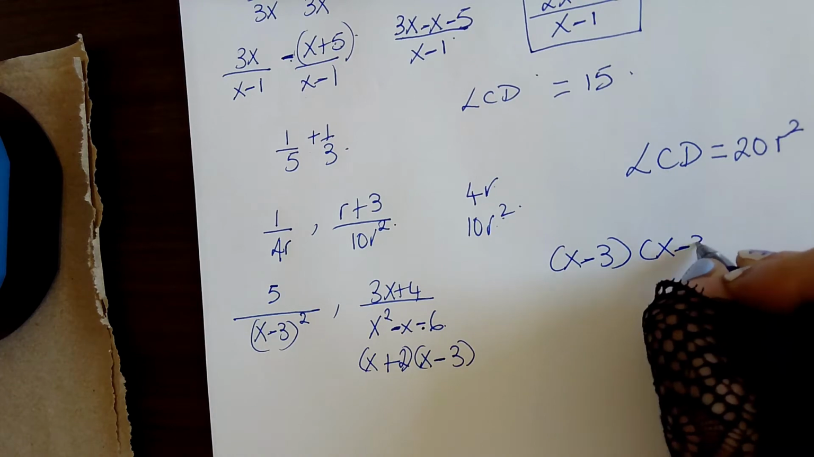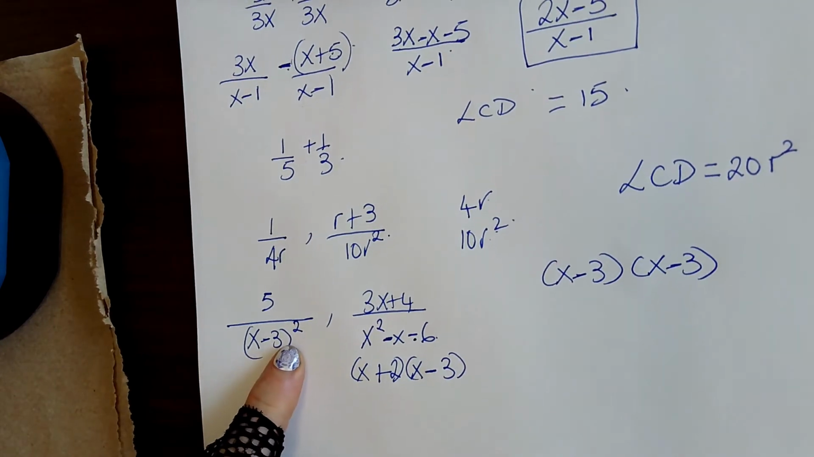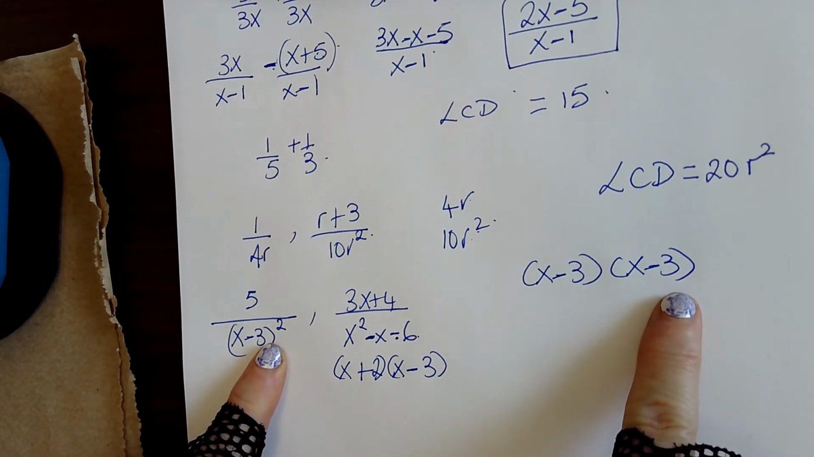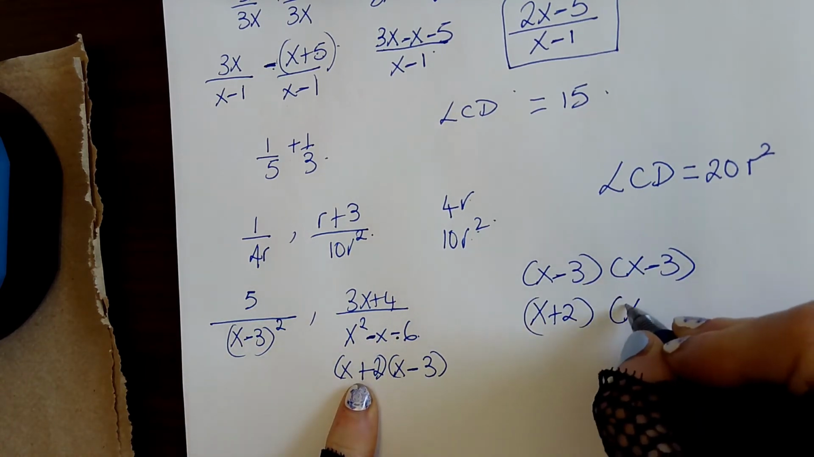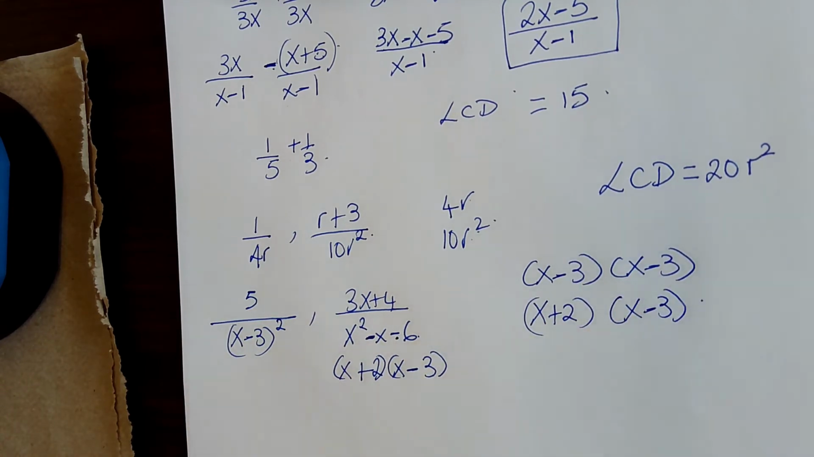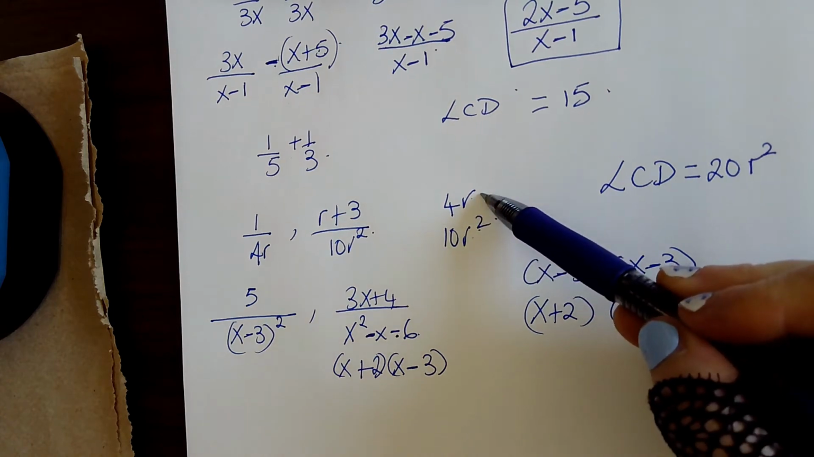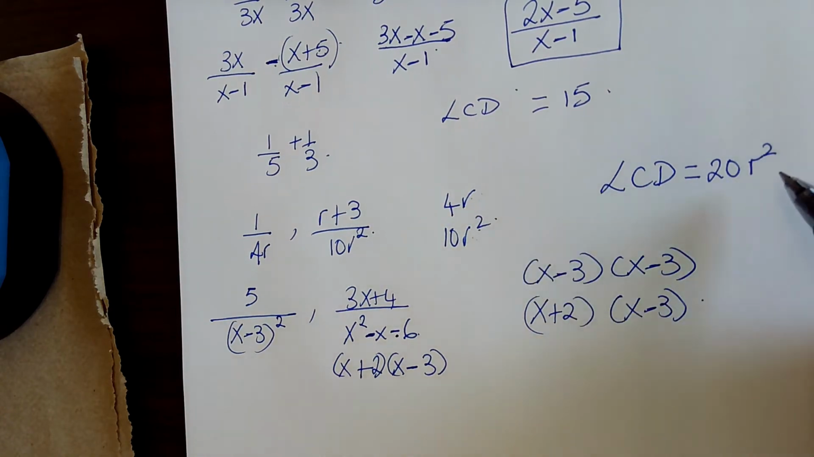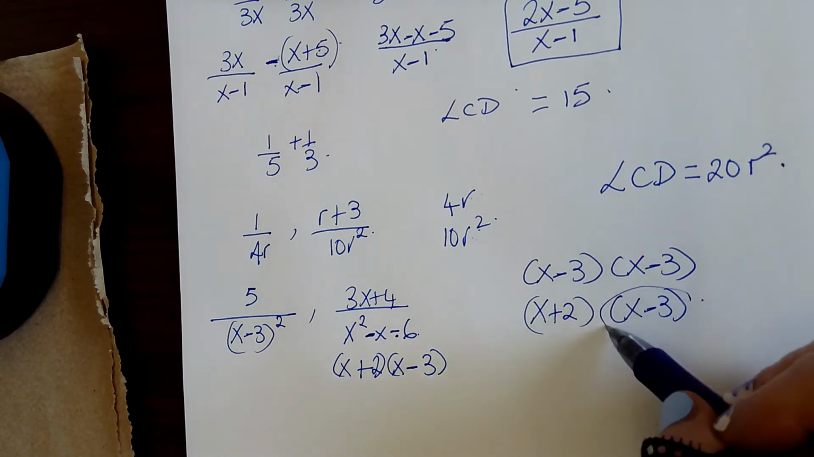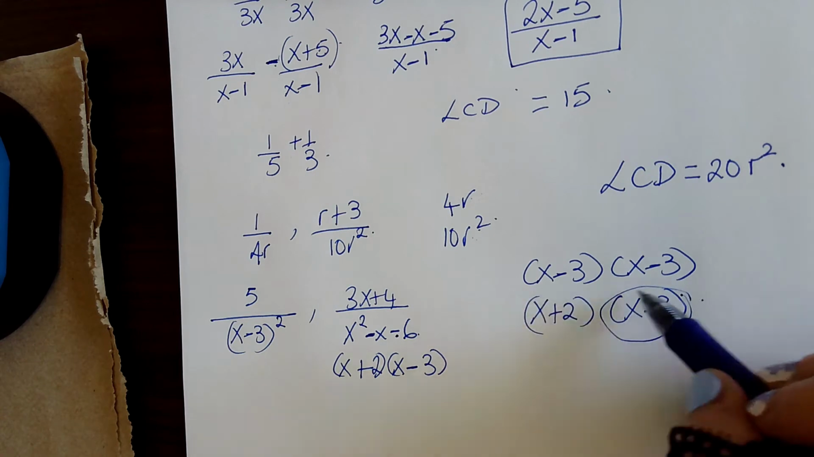So the first one is x minus 3 squared. It means I have 2 of them. And then this one has x plus 2 and x minus 3. Okay, so we have to include everything for the LCD. Just like you have an r and an r squared, you would pick the r squared, right, because it's bigger. So I've got 1 x minus 3, or I've got 2 of them.